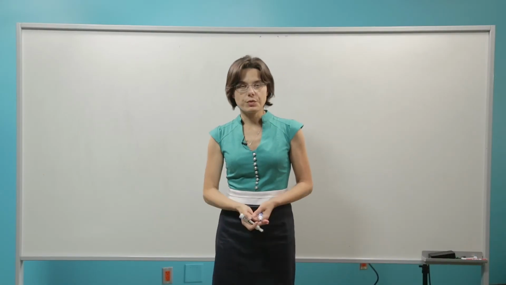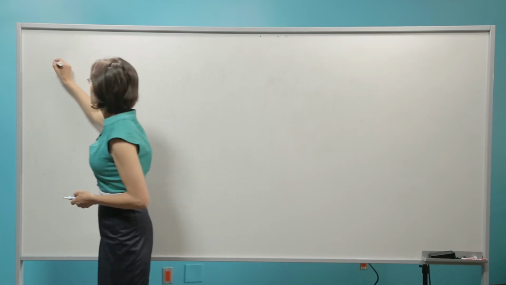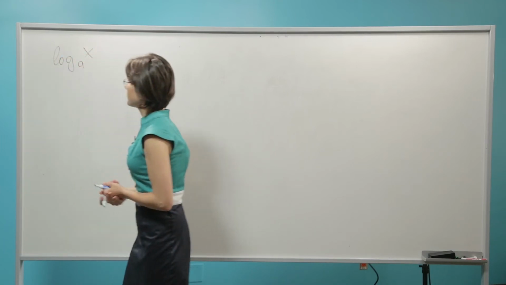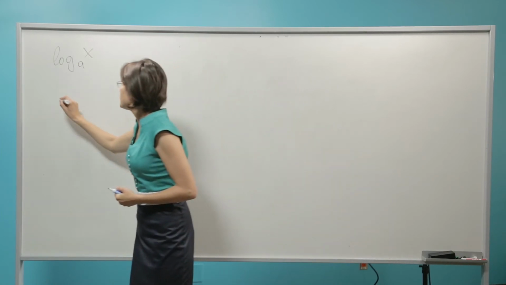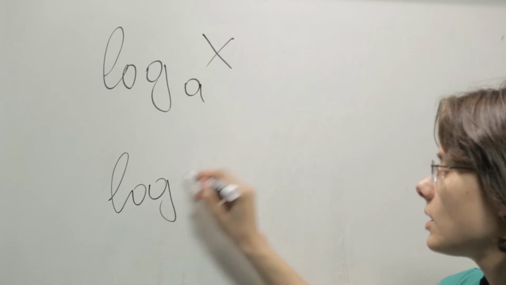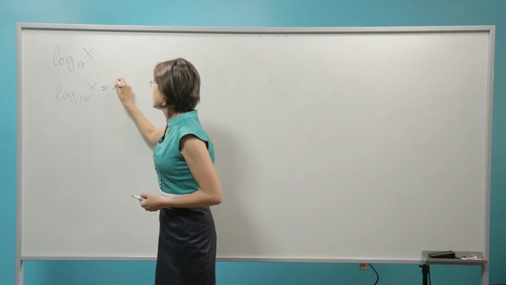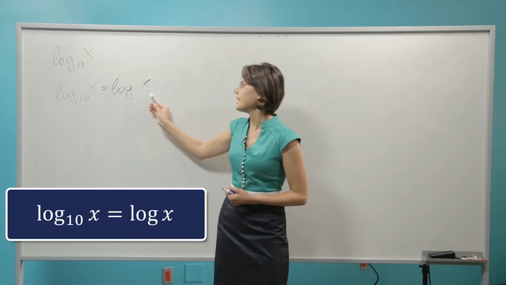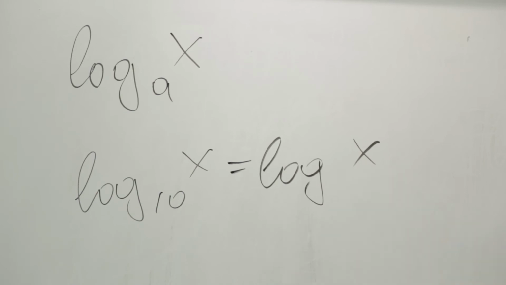We have some notations for the logarithm. The general logarithm is denoted as logarithm of x with base a. Now, if we wanted to use logarithm with base 10, we would just use the following notation, log of x. So if you don't see any base for the logarithm, it means that the base of this logarithm is just 10.